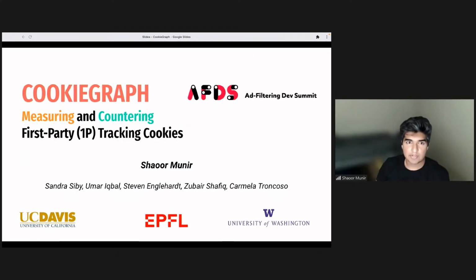Hi, everyone. My name is Shaoor Munir, and today I'll be presenting our work on CookieGraph, which is a novel technique to measure and counter use of first-party cookies for tracking. This work is a joint collaboration between researchers from University of California, Davis, EPFL, and University of Washington.